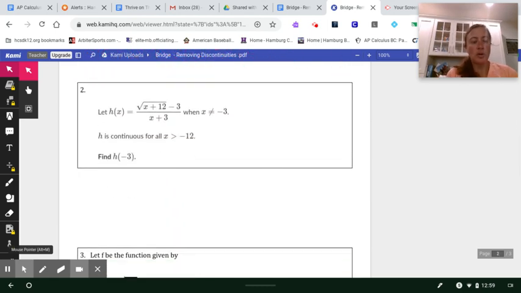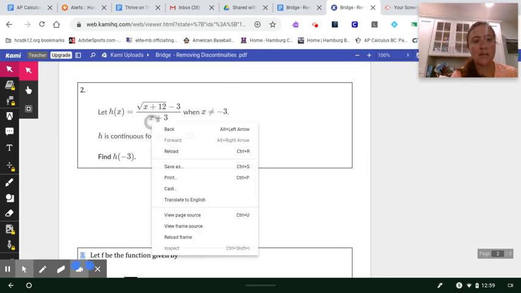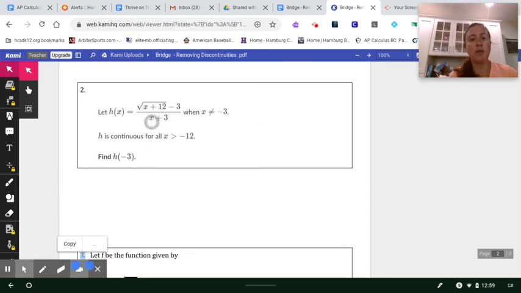Question 2. We're given h of x, and again, it's defined when x does not equal negative 3. So I just want to stress again, if this was negative 3, negative 3 plus 3 would be 0, and that would make this function undefined. So that's why they're telling you x cannot equal negative 3. And h is continuous for all x values greater than negative 12. They want us to evaluate h of negative 3.